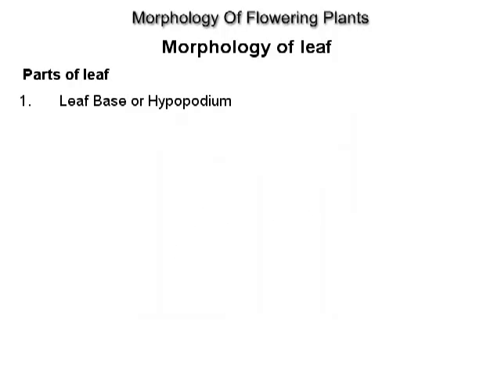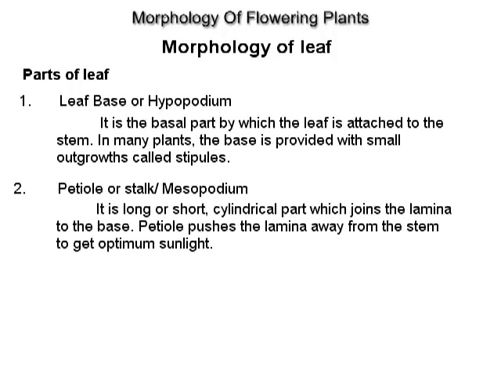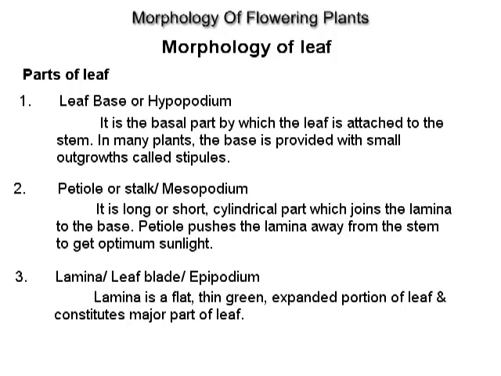Leaf base or hypopodium. It is the basal part by which the leaf is attached to the stem. In many plants, the base is provided with small outgrowths called stipules. Petiole or stalk, mesopodium. It is a long or short cylindrical part which joins the lamina to the base. The petiole pushes the lamina away from the stem to get optimum sunlight. Lamina, leaf blade or epipodium. Lamina is a flat, thin, green, expanded portion of the leaf and constitutes the major part of the leaf.